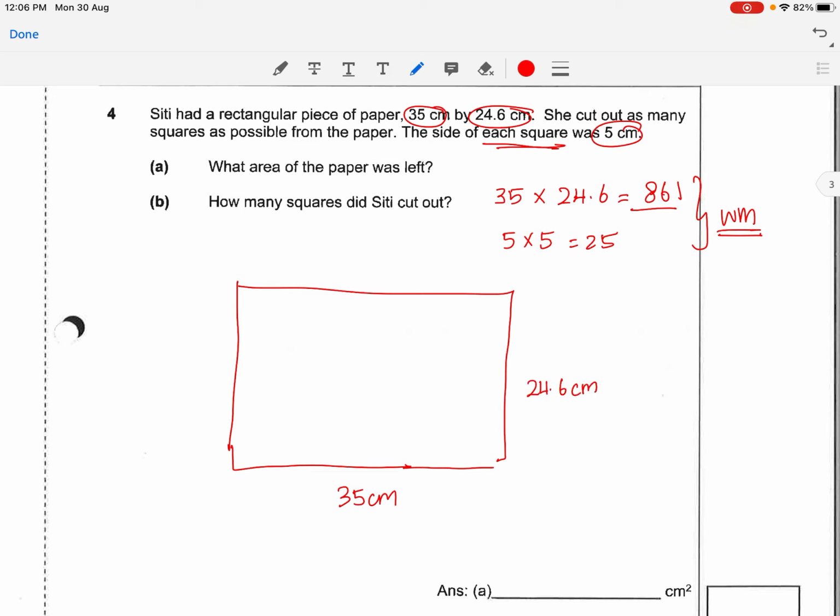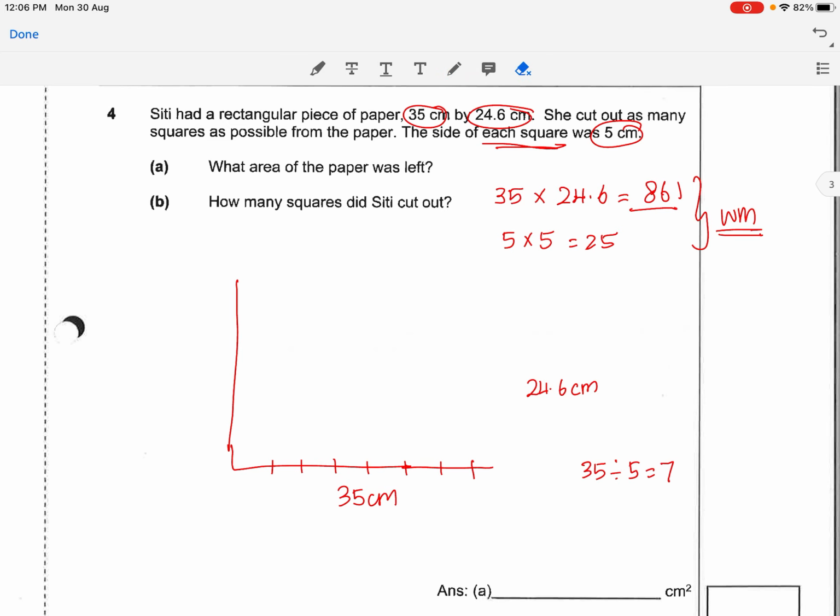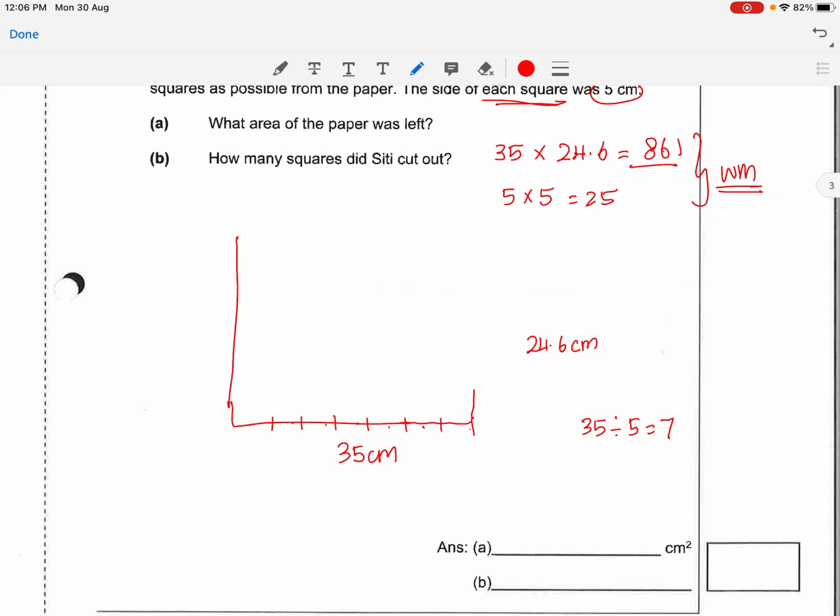So let's see, how many sets of 5 can I have? So you know that 35 can be divided by 5. Your side working will be this. 35 divided by 5, you get 7. So I can cut 7 here. 1, 2, 3, 4, 5, 6, 7. So maybe I want to erase this. Okay, so I can cut this. So let me just count. 1, 2, 3, 4, 5, 6, 7.